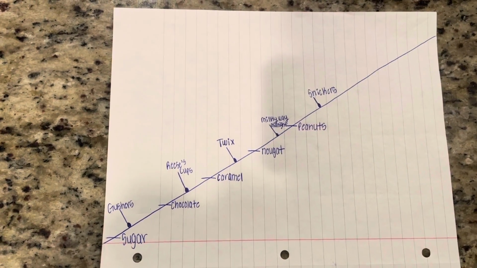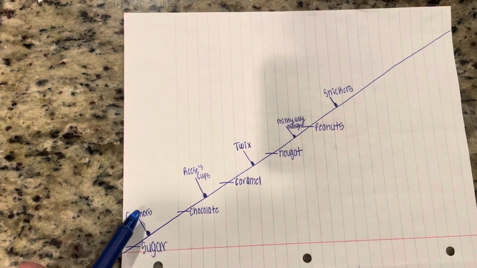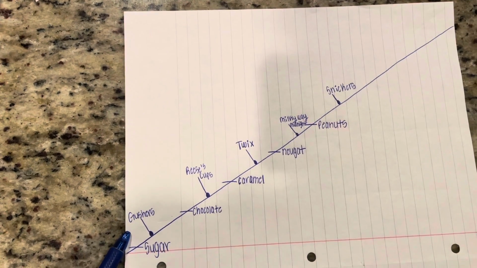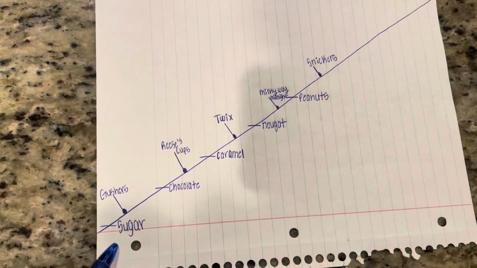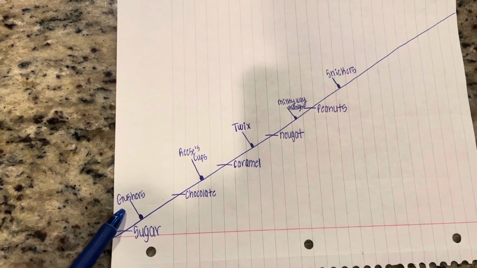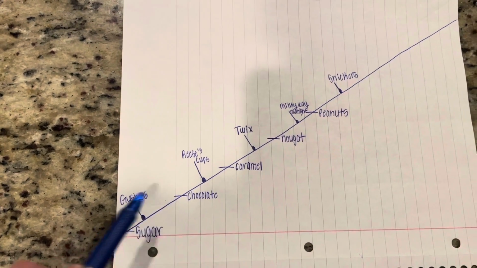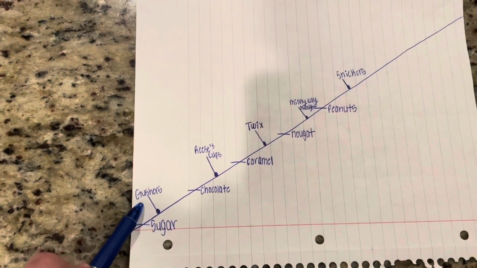Here's our cladogram. On the center line is where all the common traits are going to go, and where it branches off are going to be all the organisms. So we put sugar as our first common trait, and for our organism, the first one we put is Gushers. We do not put Gushers above the chocolate line because Gushers does not have chocolate.